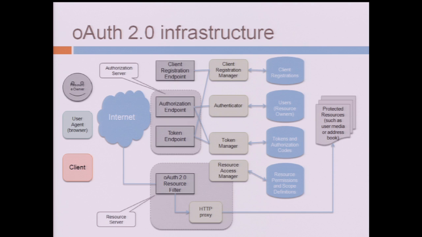And if you look at the other boxes, basically those are the SPI implementations to deal with some of the metadata. For example, you have the client registration manager, which understands all the client registrations, and the authenticators, which understand the resource owner authentication. And we have the token manager, which understands all the authorization codes and authorization tokens. And we have the resource access manager, which deals with the ACL stuff.